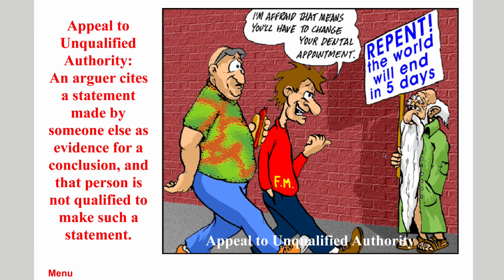So this is the 9th fallacy you will have learned. It's the appeal to the unqualified authority. An arguer cites a statement made by someone else as evidence for a conclusion, and that person is not qualified to make such a statement. So you see this sign, and it says, the world is going to end in 5 days, supposedly. But this person in general, the person on the street corner saying these things, nobody's seen any of these people in about 50 years, but they were around at some point historically.